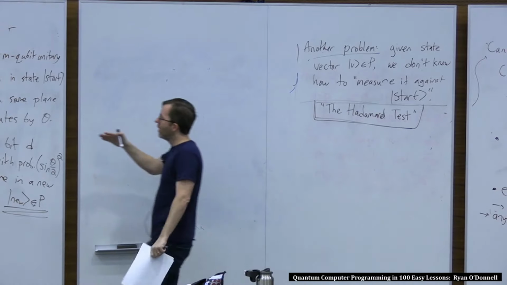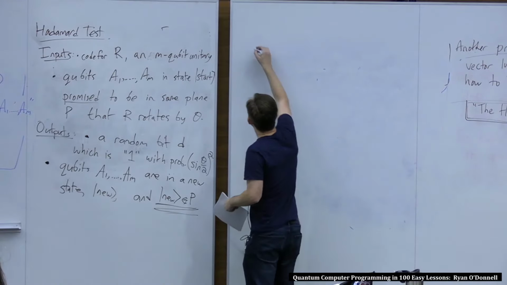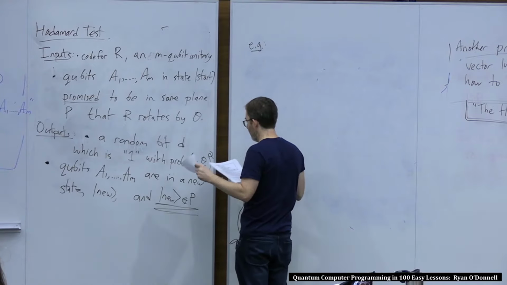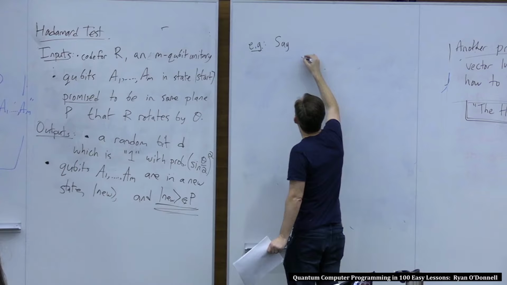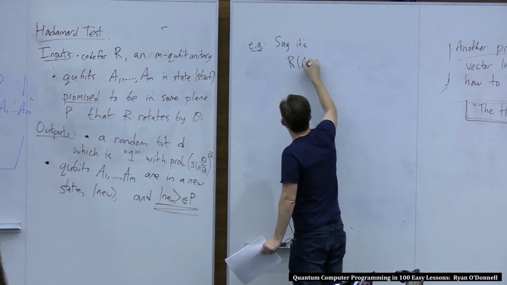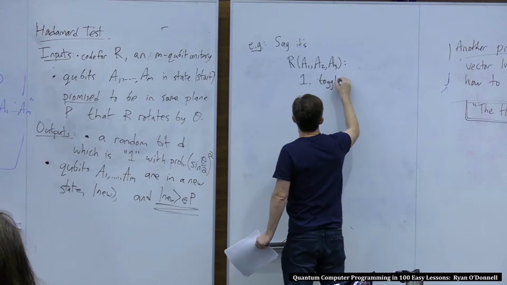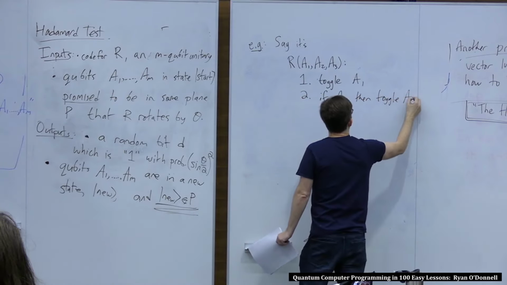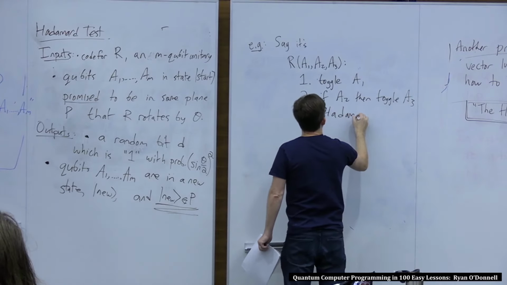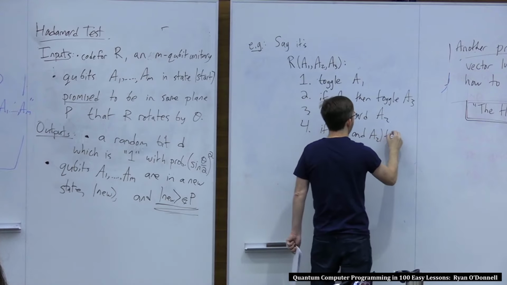But in the end, this R is some giant block of code with toggles and Hadamards and if A then toggle B and so forth. Let me do a little example to illustrate the point. Say the input code for R is this: M is 3, R is some routine that takes in 3 qubits, and maybe it's: toggle A1, and then if A2, then toggle A3. And then Hadamard A2. And then maybe the last line is if A1 and A2, then toggle A3.